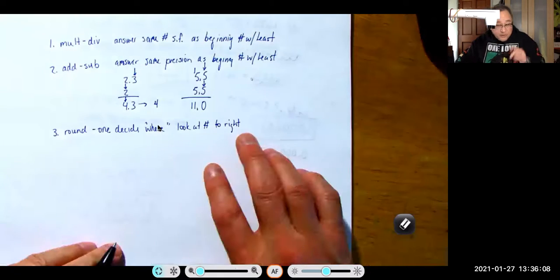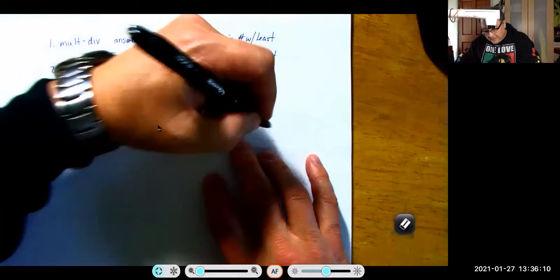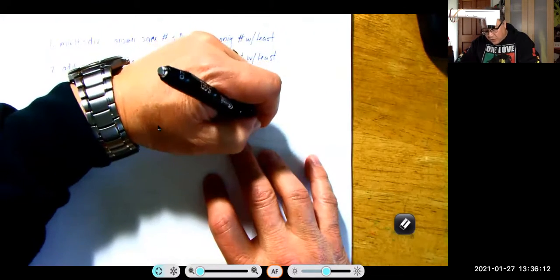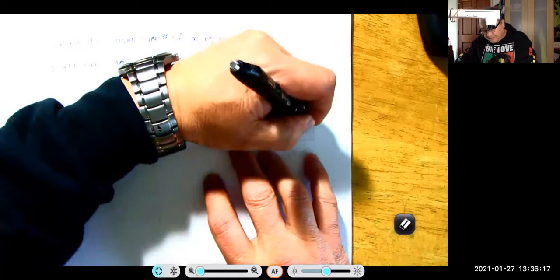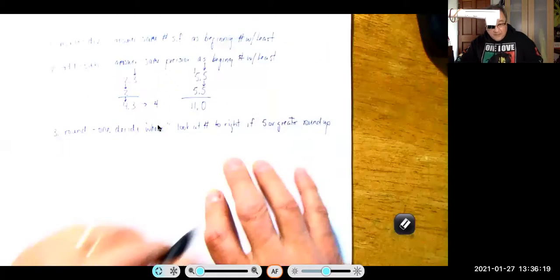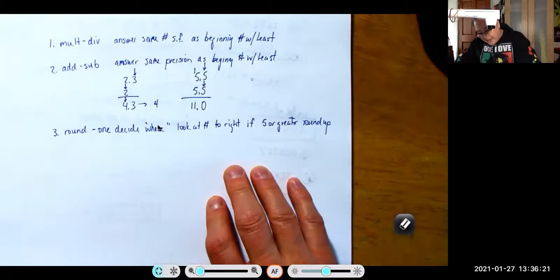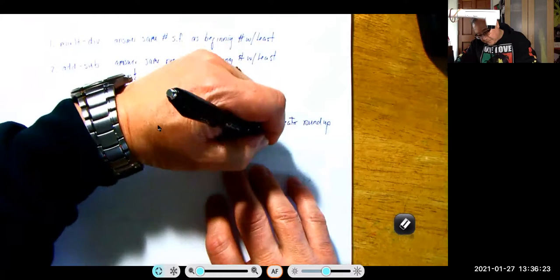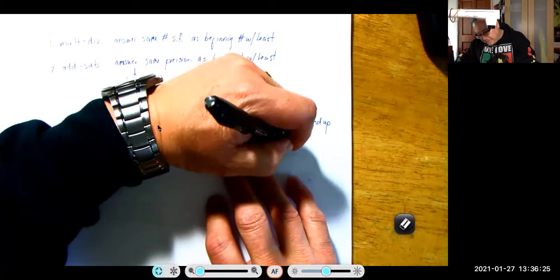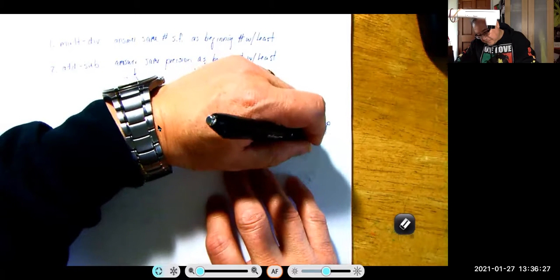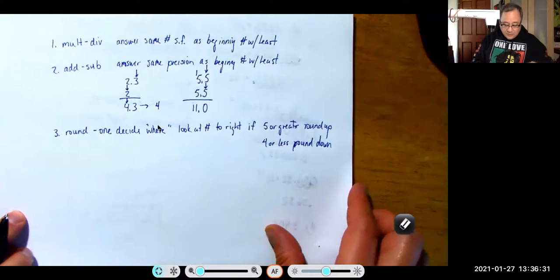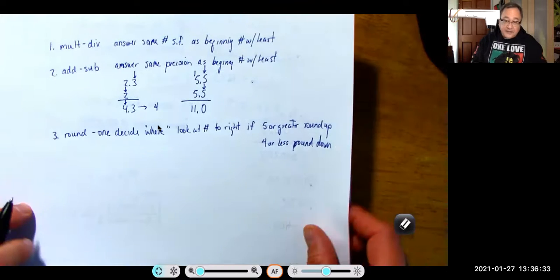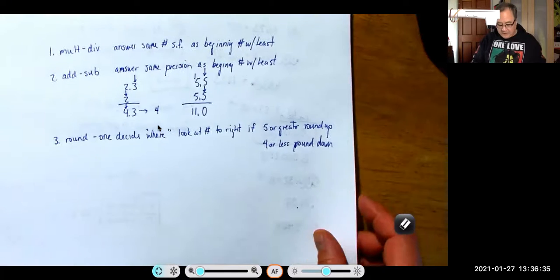And that number to the right, if it's 5 or greater, you round up. And if it's 4 or less, you round down. So you want to know those rules and apply them as we're using them over here in the next problem.